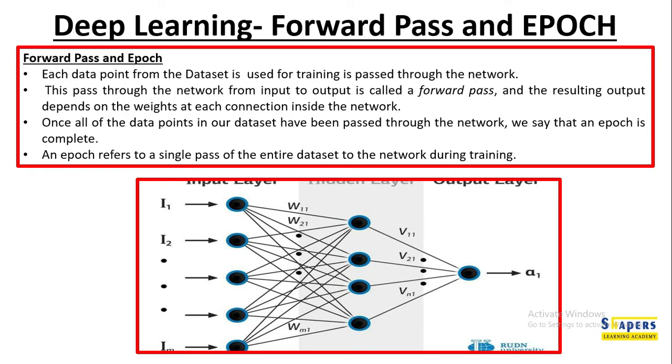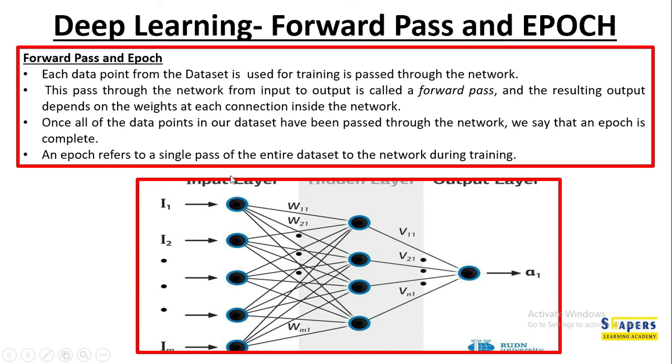Forward pass and epoch. Each data point from the dataset is used for training and is passed through the network. So why does a data point need to get traversed through the network? Because it is a training dataset which gives us the actual education, or the actual learning, for the neural network. This pass through the network from input to output is called a forward pass. And the resulting output depends on the weights at each connection inside the network.